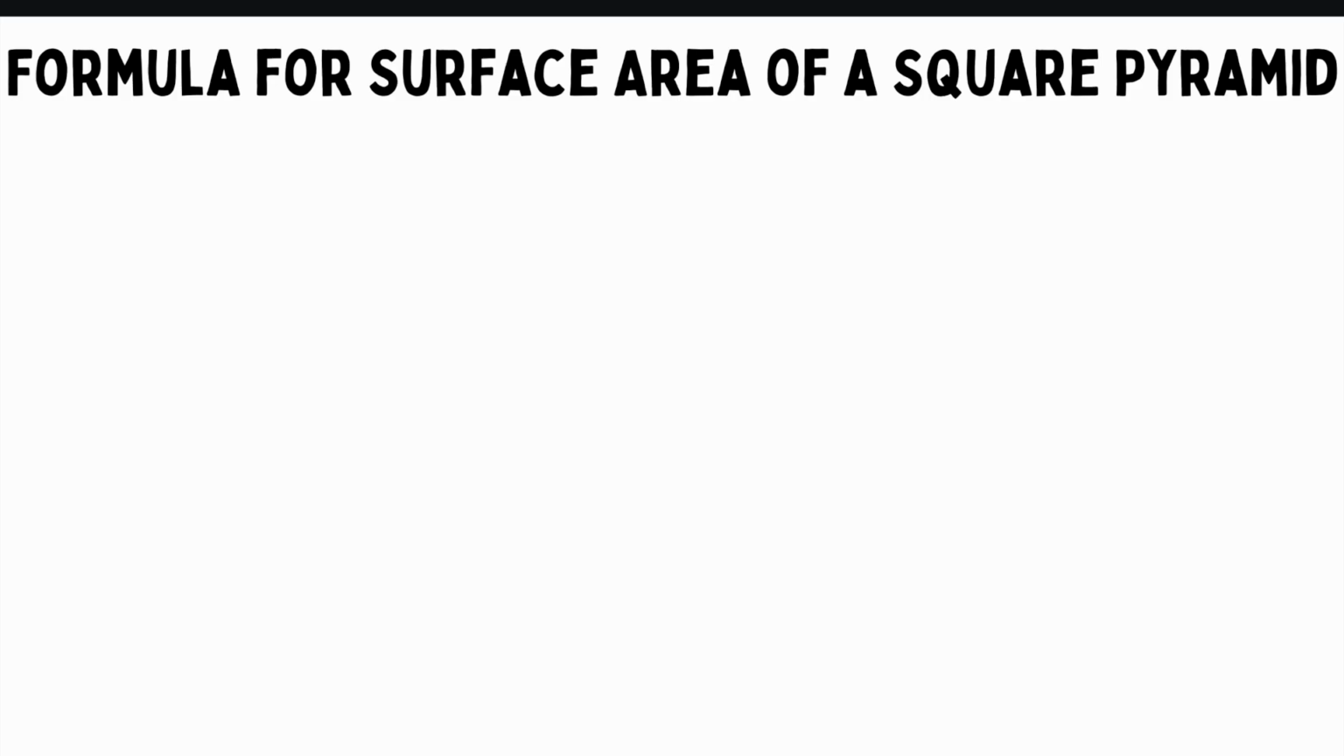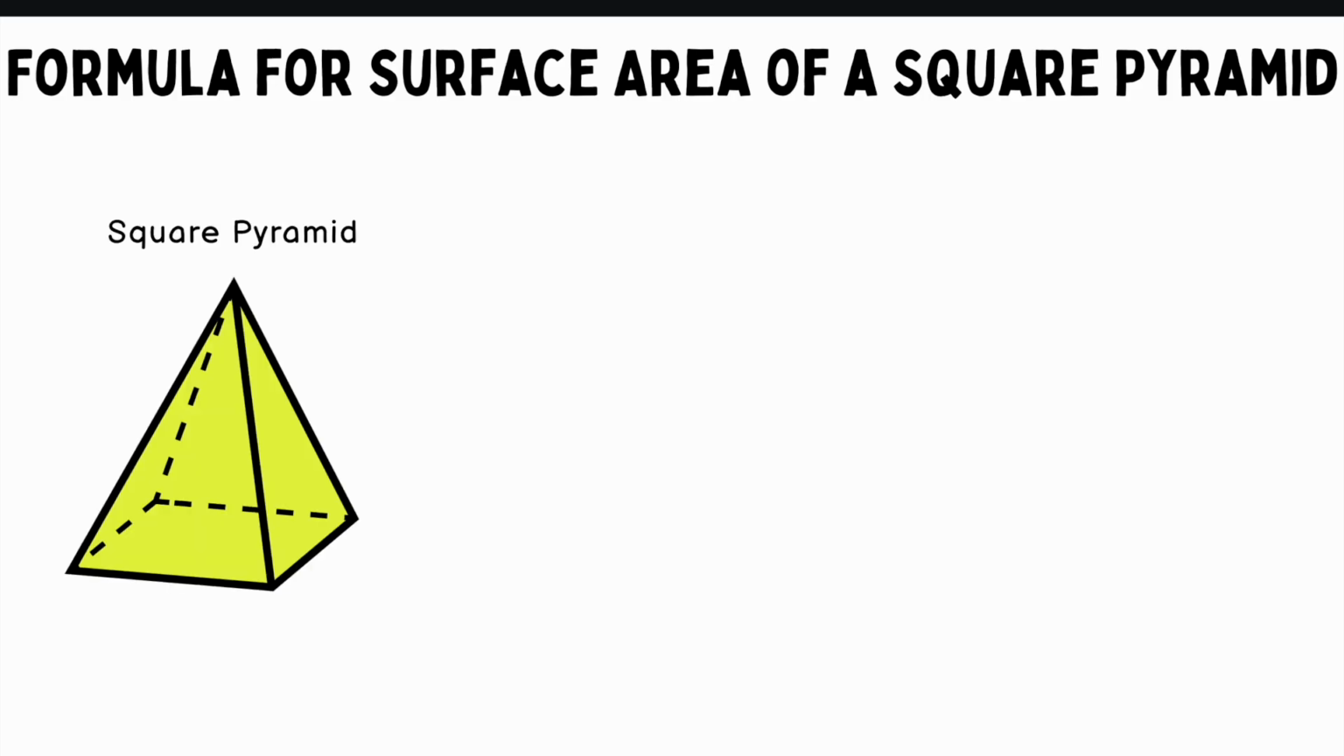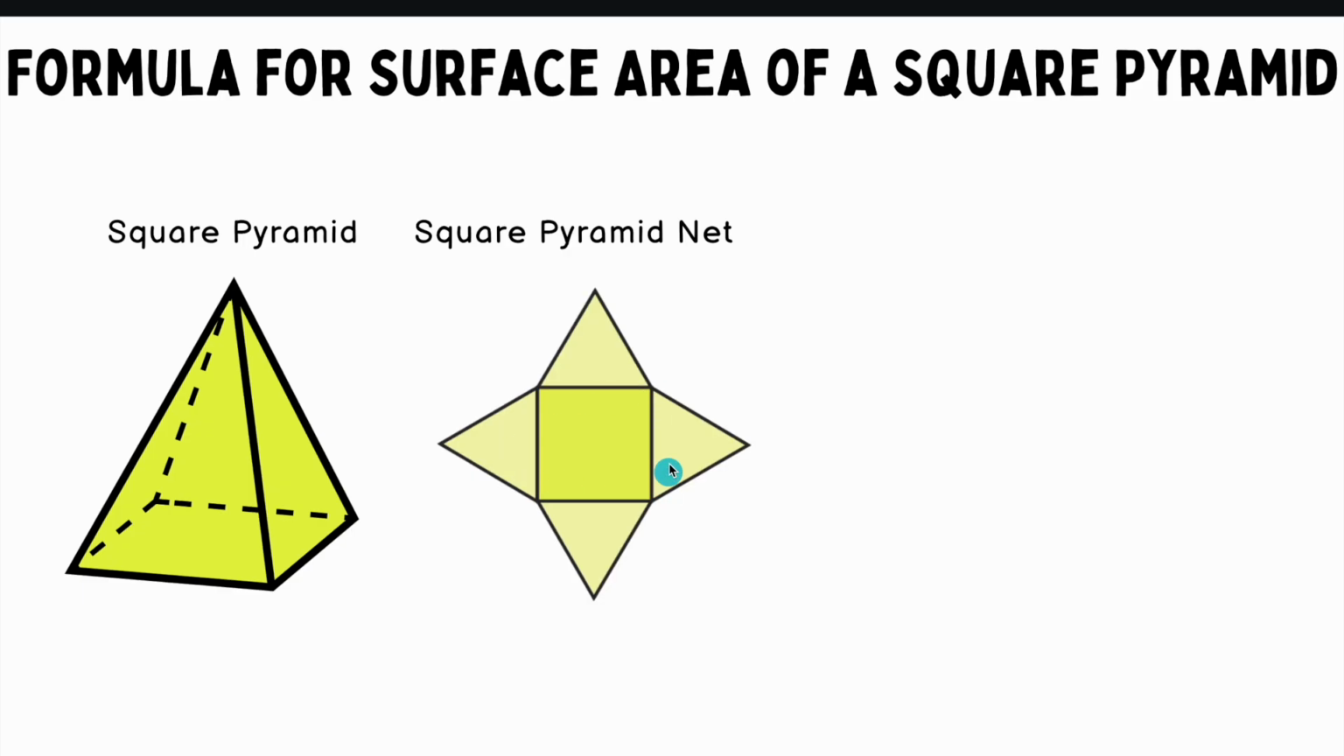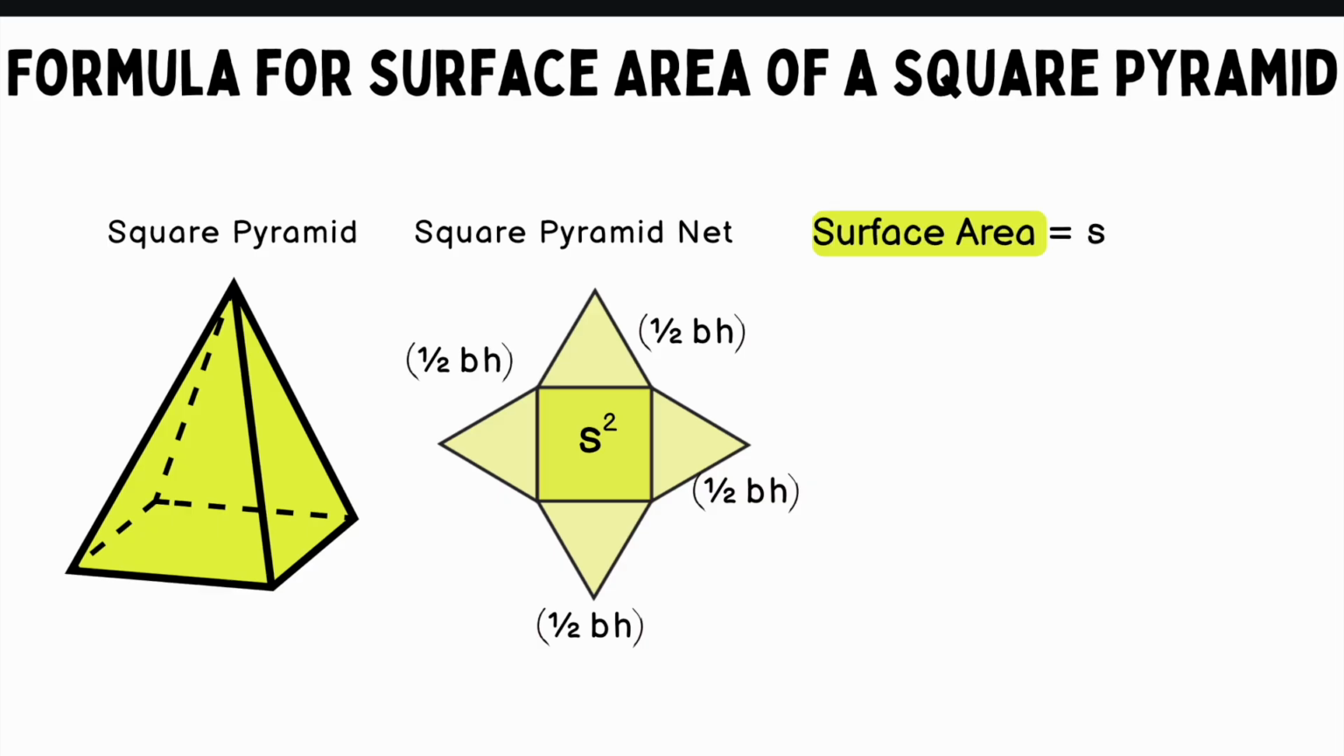Formula for surface area of a square pyramid. Here we have a square pyramid, and here we have a square pyramid net. We know that we can find the area of this square base by taking this side and multiplying it by this side, or we can just say s squared, since all 4 sides on a square are the same length. And we know the formula to find the area of a triangle is half base times height. And we need to do that 4 times because we have 4 triangular faces. So surface area equals s squared plus 4 times half times the base times the height.